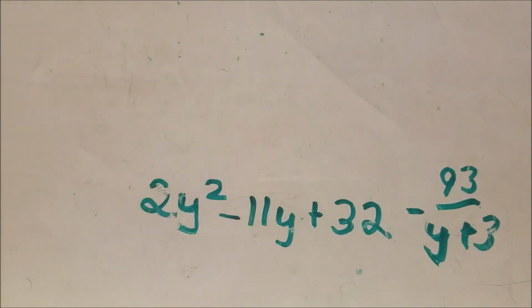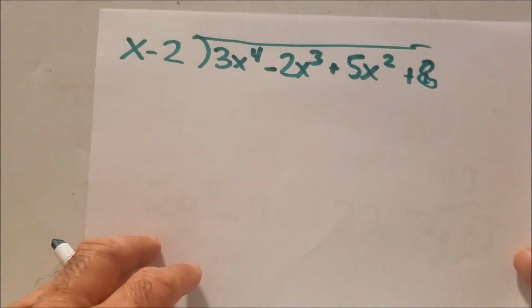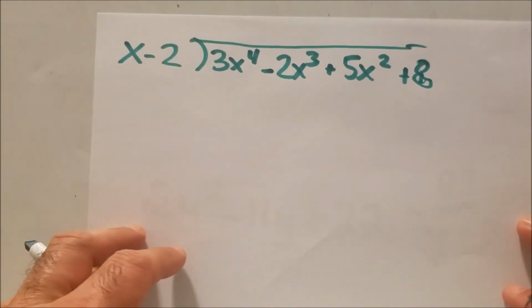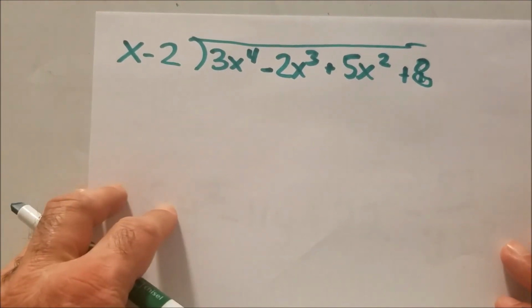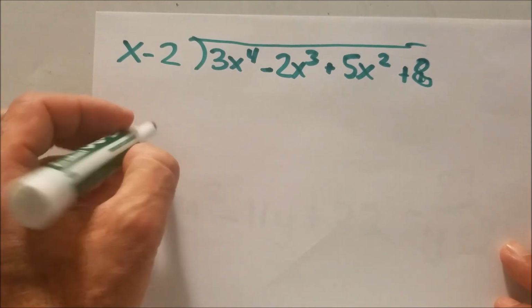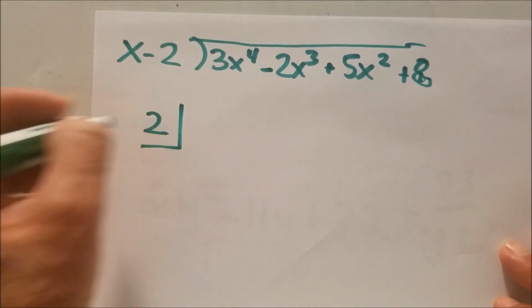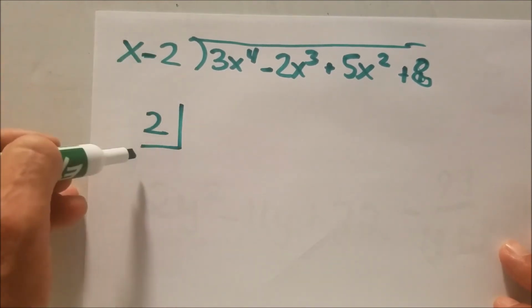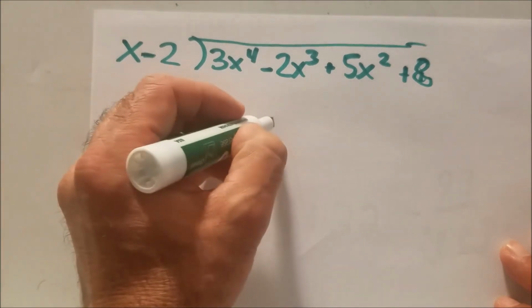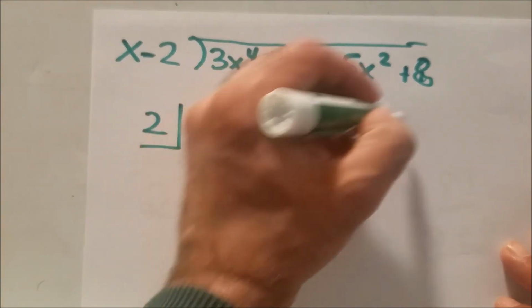So let's do another synthetic problem. Alright, so let's look at this problem. There we have it, and it's set up for long division polynomials. But let's do it with synthetic. So with synthetic, we're just going to do the opposite of the minus 2. We'll do plus 2. And it'll just bring down all the coefficients.